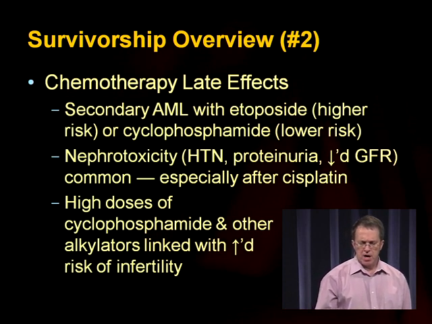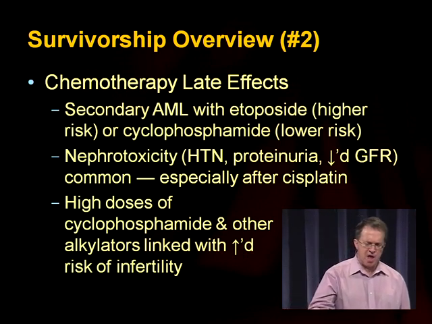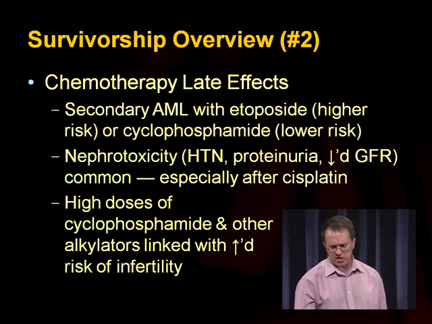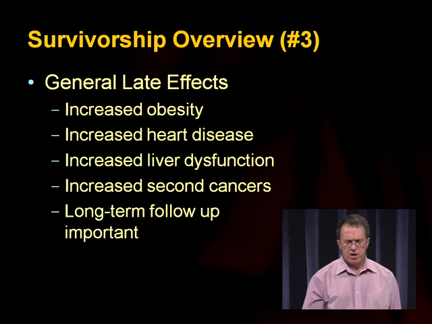Okay. Chemotherapy has some late effects. Something to be aware of and tuck way down on your knowledge list is that patients who've had chemotherapy can be at risk for a secondary cancer like an acute myeloid leukemia. Their kidneys can be in bad shape, as shown by a risk for hypertension, protein in their urine, and decreased glomerular filtration rate. High doses of some drugs like cyclophosphamide can increase your risk of infertility as well.